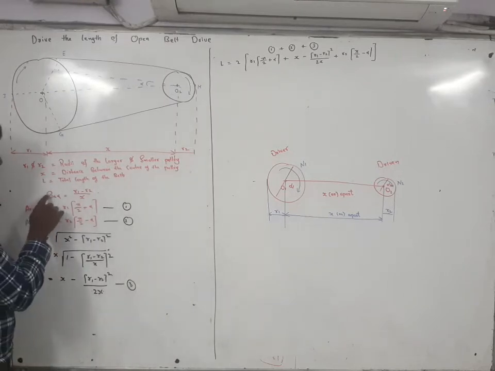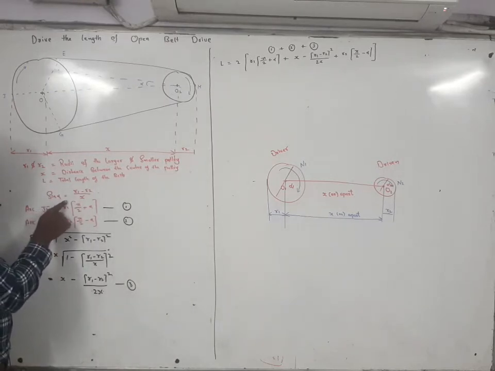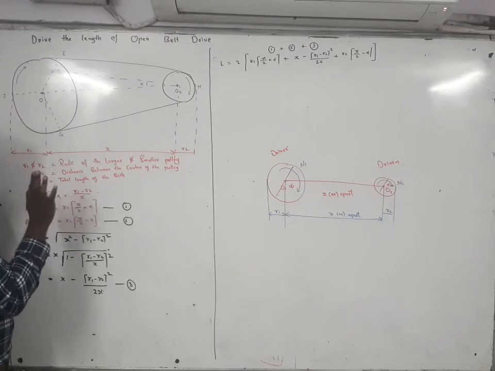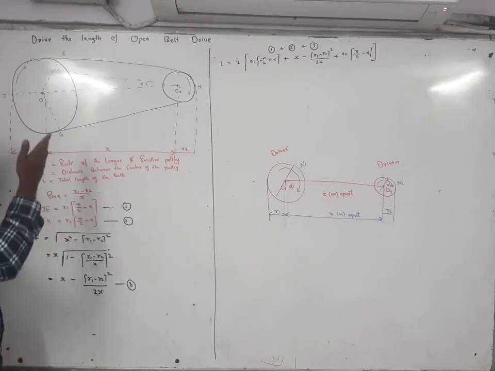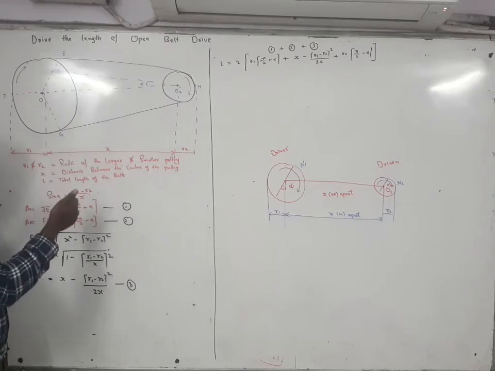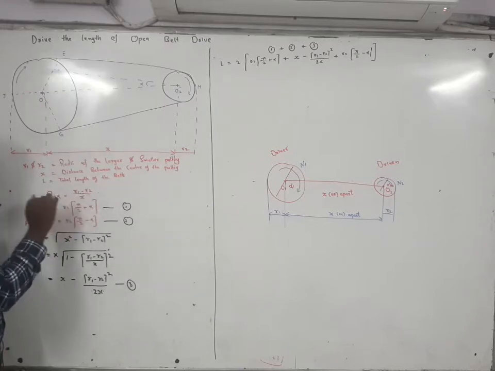So first you have to remember sine alpha. Sine alpha is equal to (R1 minus R2) by X. You have to memorize this one, or with the help of derivation you will get it. So it is better to remember that sine alpha is equal to (R1 minus R2) by X.